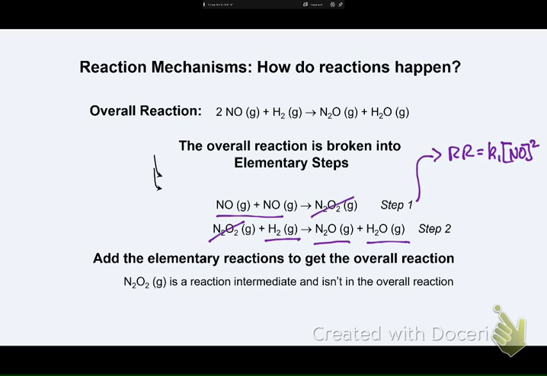So this is second order? Yeah, see, this is how you test it. The proposal now is it's second order in NO, and so you go and you change the concentration of NO. Let's say you double it. What would happen to the reaction rate? It's second order. 4 times faster. All right, we'll go 4 times faster.